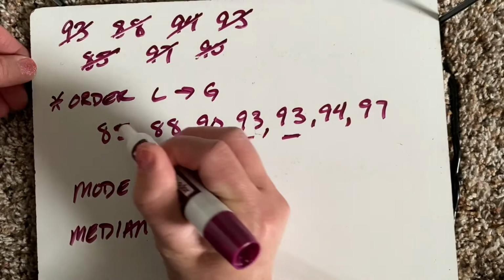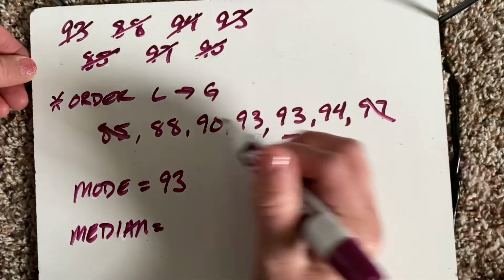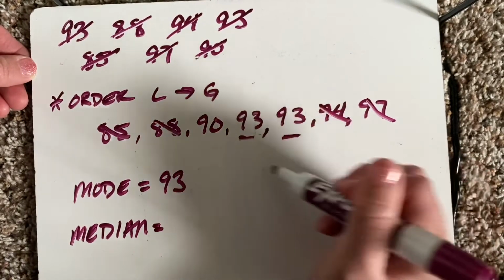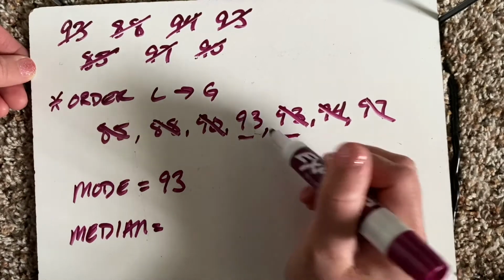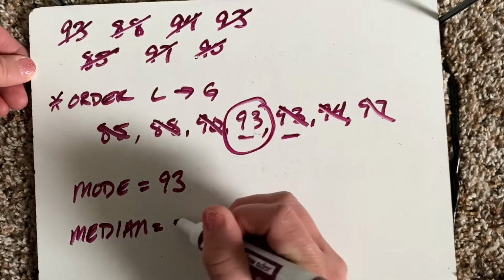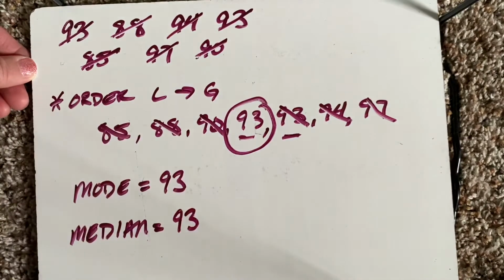Okay, so now we're going to figure out how to get our median. Again, I'm just going to start left to right, left to right, left to right, and then you can see our number in the middle is 93. So our mode was 93, and our median is also 93.